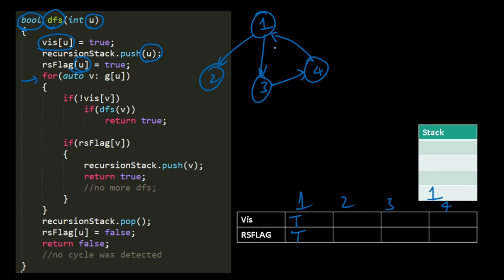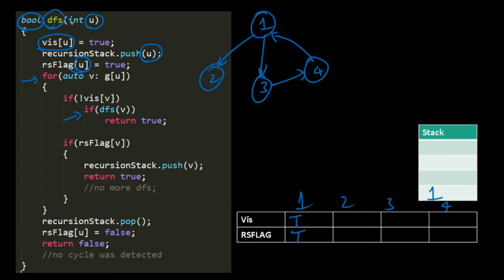For each child of 1, if the child is not visited, 2 is not visited. So we start with 2, and the next child would be 3. Is 2 visited? No, it's not visited. So do a DFS and tell me what it returns. So let's do a DFS of 2.